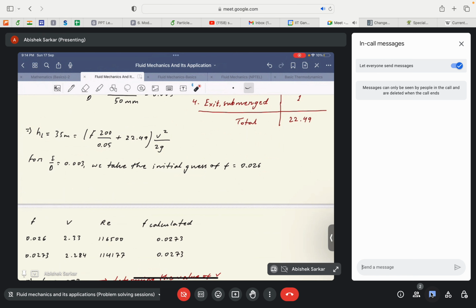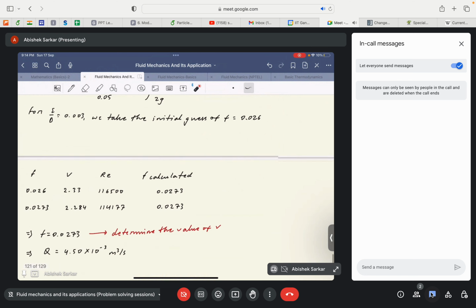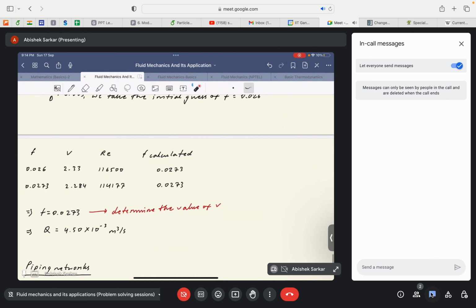Okay. Once we get that, we substitute this value of F again in this equation, find the value of V here, again get the Reynolds number, then again determine the value of F. Since we see there's no difference in the value of the friction factor, we can tell that the value of velocity is 2.284. So from that we get the volume flow rate is equal to 4.50 × 10⁻³ meter cube per second.